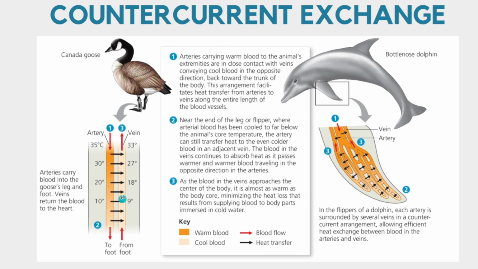Blood in the artery flows from the heart, in the center of the body, to our foot, right? But for the vein, they transfer the blood from the foot to the center part of the body. So as the blood in the vein travels toward the center of the body, your vein blood temperature is already something similar to the body core temperature. So this will minimize the heat loss that results from supplying blood to body parts immersed in cold water.